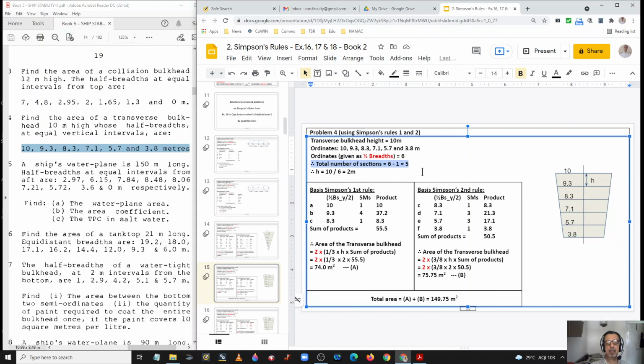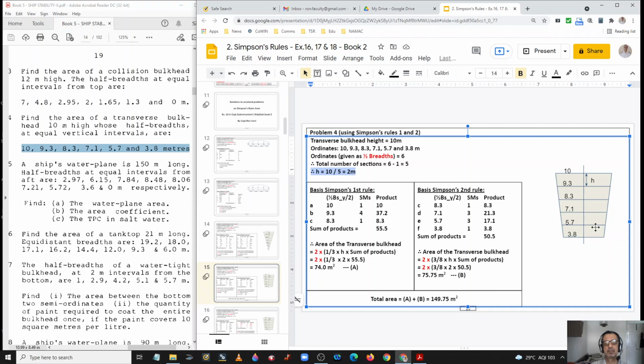The height of the bulkhead is 10 meters. And therefore, when we divide 10 by 5, we get h is equal to 2 meters. This is as the drawing on the right hand side is basis the information that is given to us in the problem.